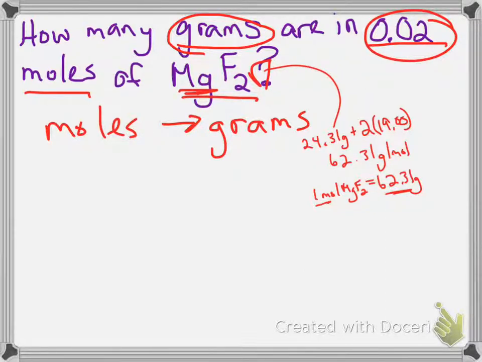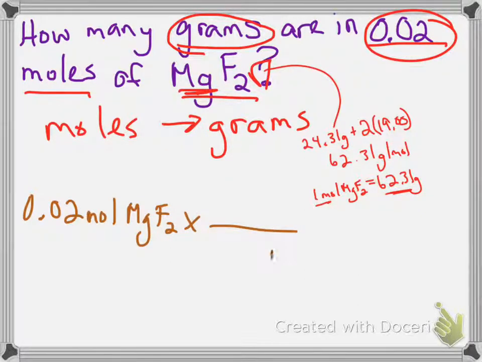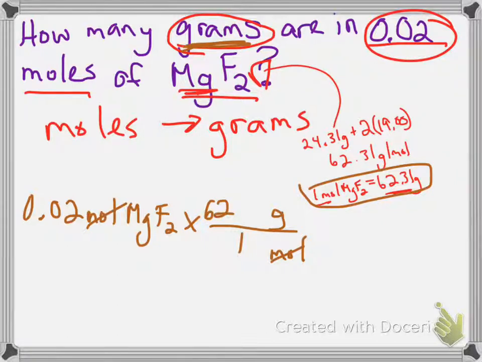So we start with our given, which is 0.02 moles of magnesium fluoride. And we draw our multiplication sign in a line. Now we need to get rid of moles, so moles goes on bottom. We need to cancel out moles, and we're converting into grams. Grams is our unknown, so grams goes on top. Well, we know that 1 mole of magnesium fluoride equals 62.31 grams of magnesium fluoride. So both of these are just applying to magnesium fluoride.